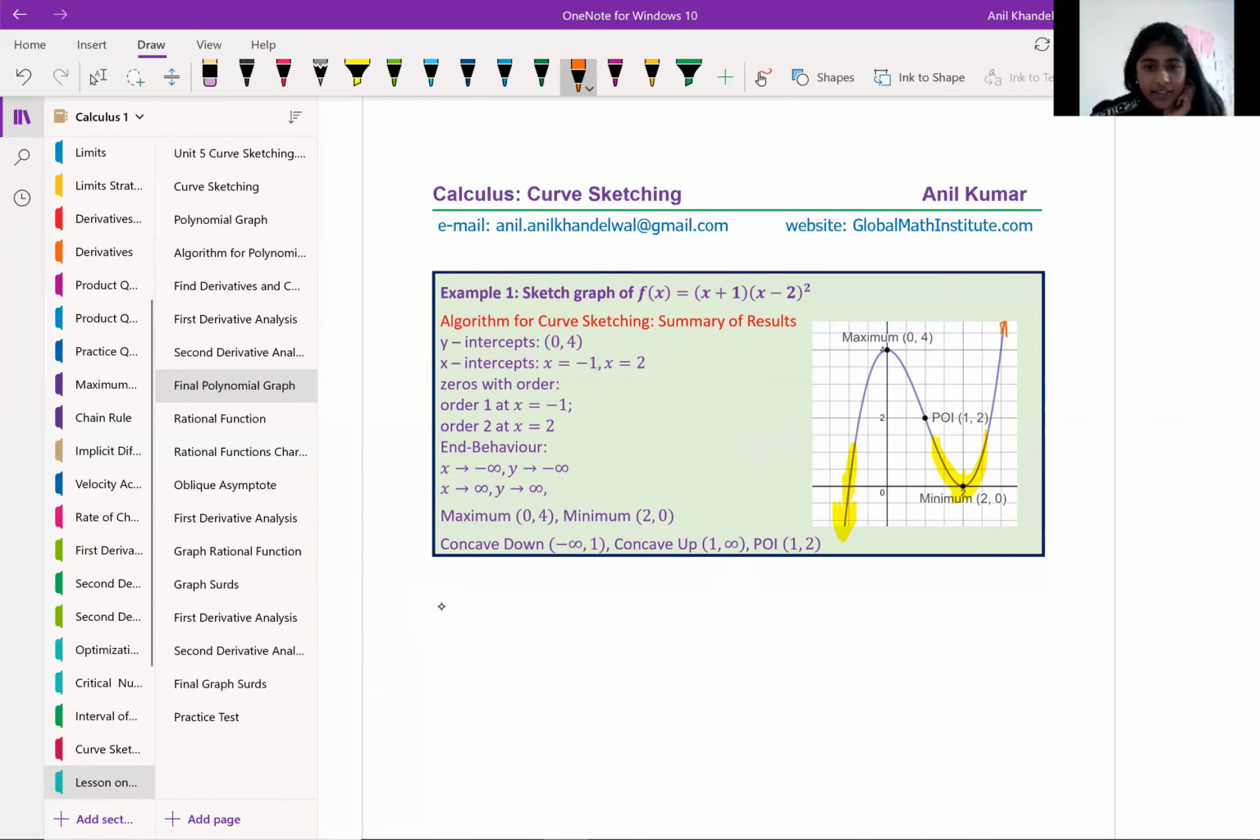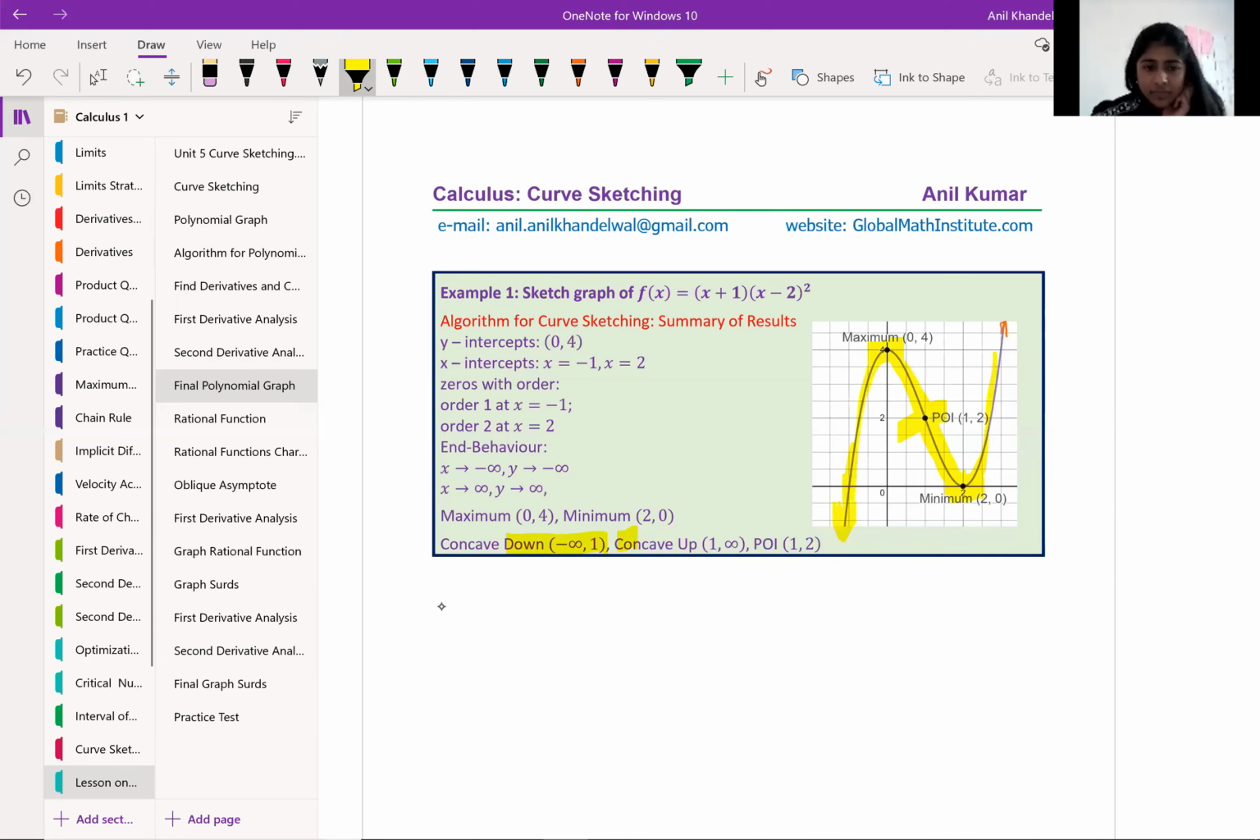Correct. Maximum, minimum points. Maximum at (0, 4), minimum at (2, 0). Yes. Concave down, point of inflection. Concave up all along, right? This is your concave up portion, correct? After this, I'm sorry, after this, right? And concave down is this.